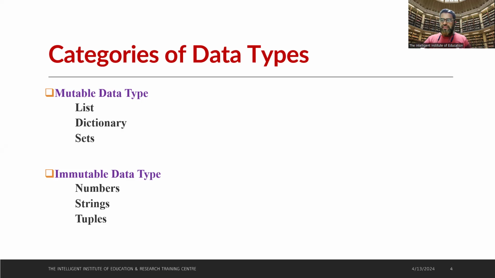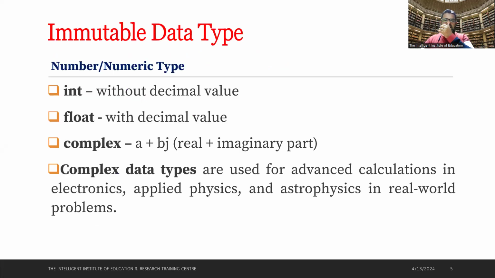So let's go next. In this video I would like to explain only numeric type data. I will make separate videos for the other data types, right? So now I will explain only the concept of numeric data types. In this we have three: int, float, and complex.